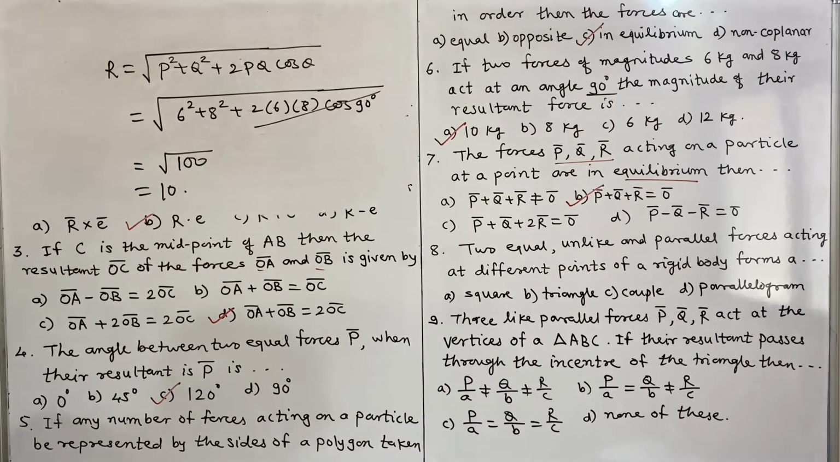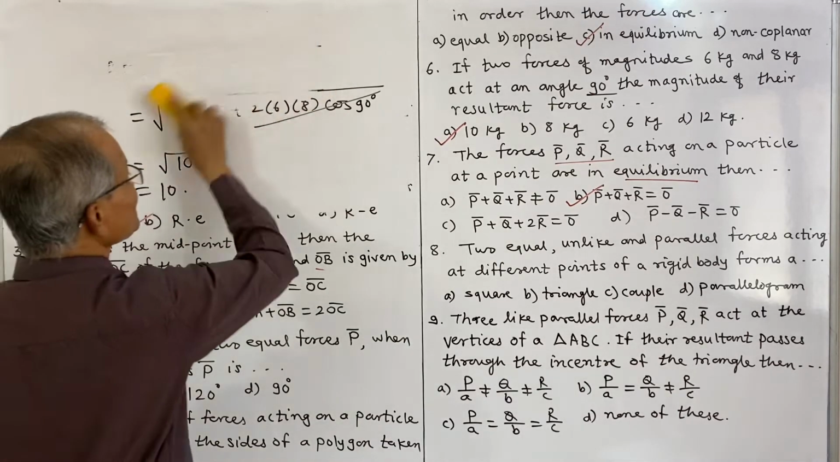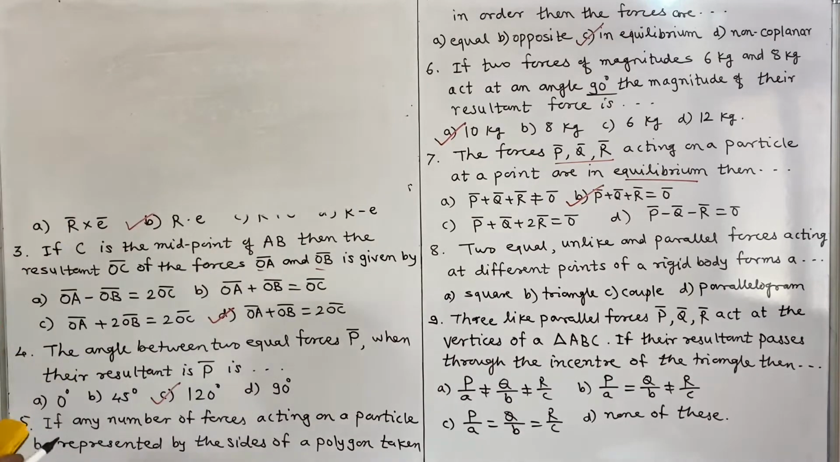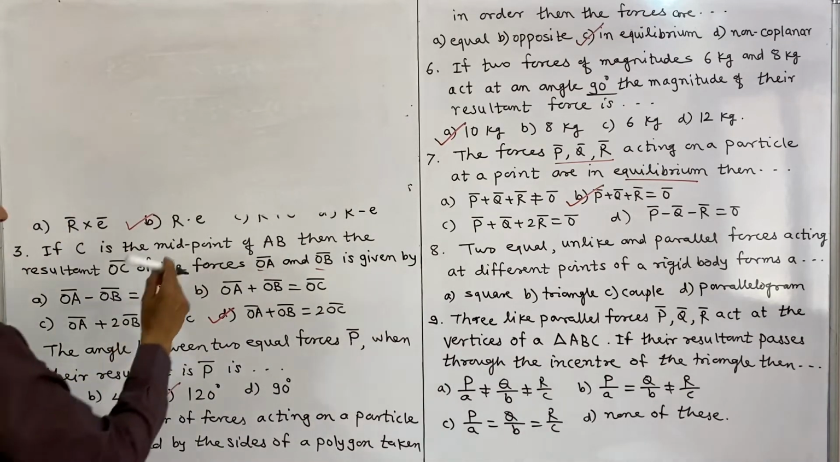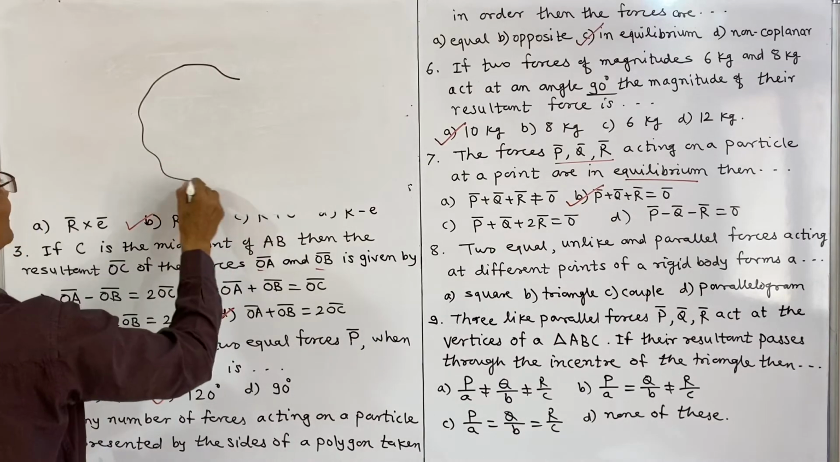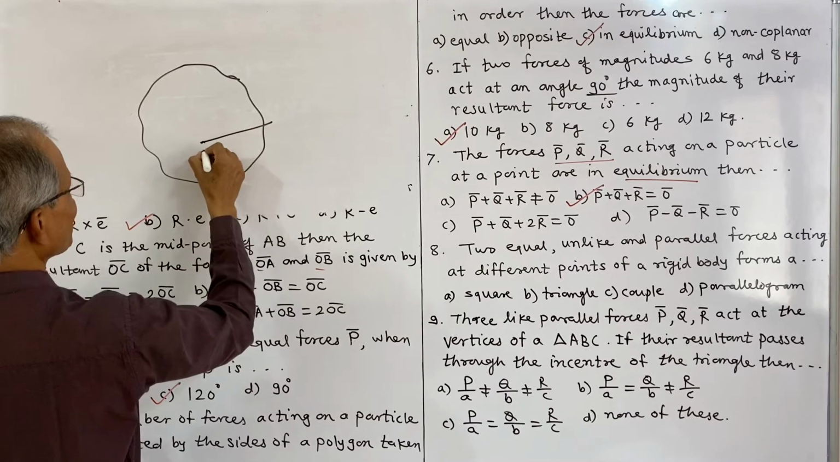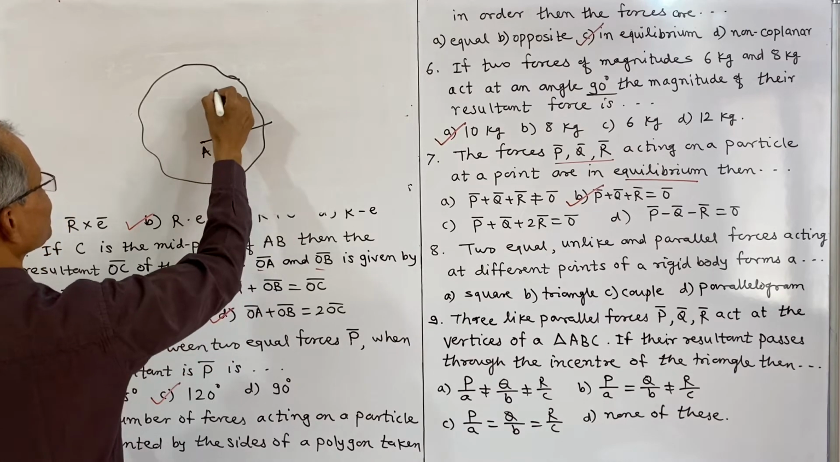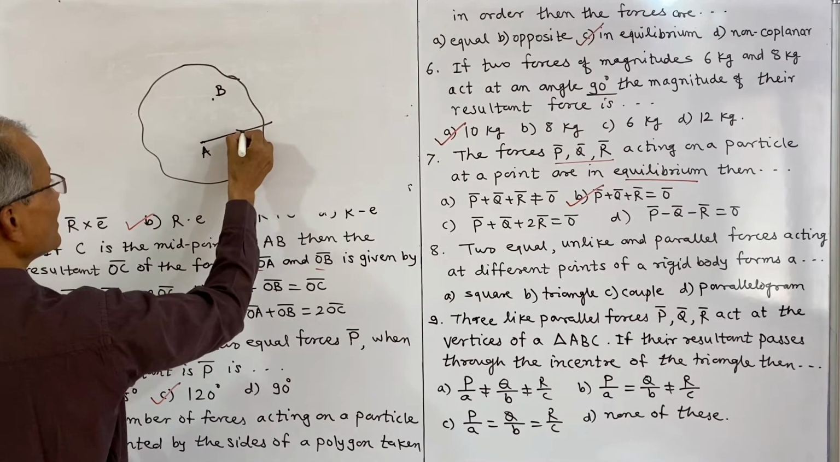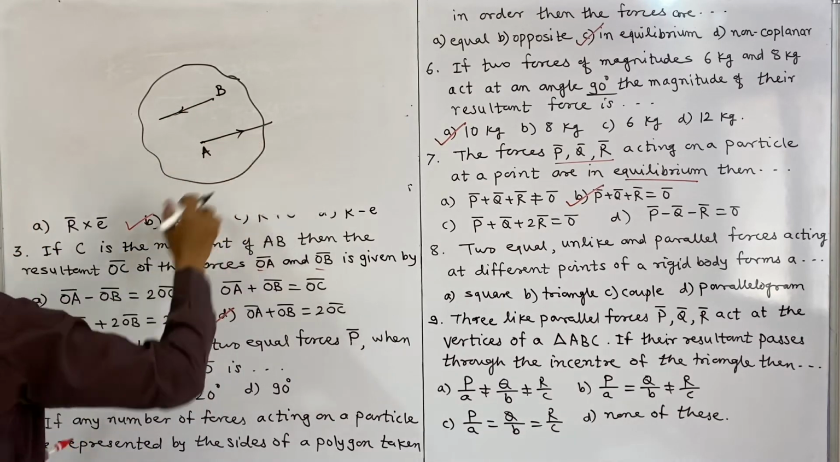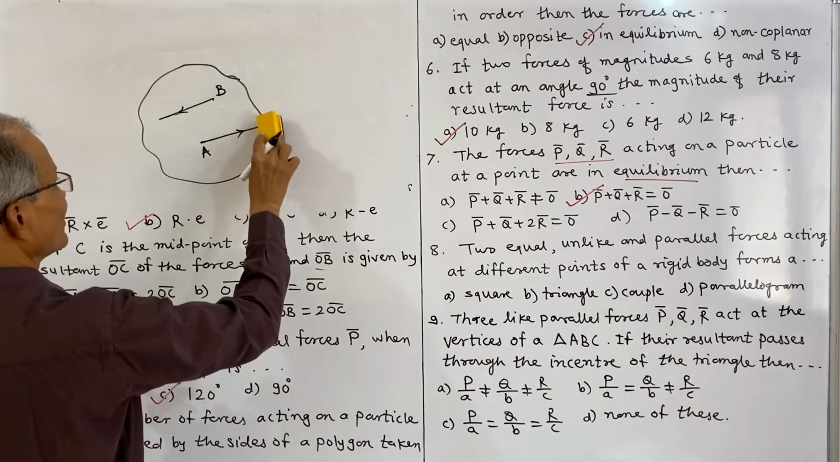Next one: two equal, unlike and parallel forces acting at different points of a rigid body form what? That is actually a definition of two equal, unlike parallel forces. Suppose this is a rigid body and two equal forces act at different points. Two equal, parallel and unlike. So the forces are like this. So they will have equal magnitude.